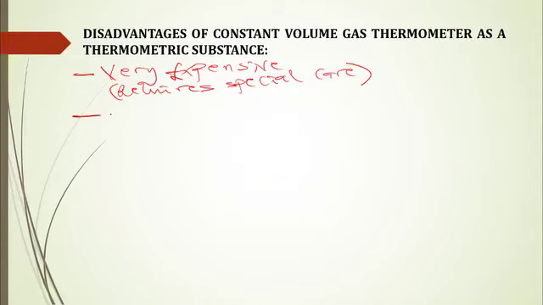Alright, the second disadvantage it has is that it is very cumbersome. Cumbersome in terms of the fact that it is not so convenient to use. It is complicated somehow when it comes to making use of it. So it requires expertise to a reasonable extent to be able to make use of this constant volume gas thermometer.